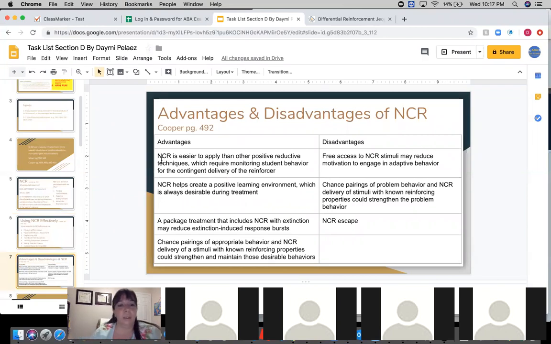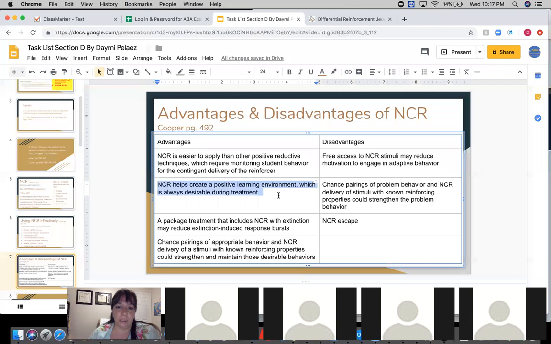So advantages, the first one is NCR is easier to apply than other positive reduction techniques, which require monitoring student behavior for the contingent delivery of the reinforcer. Does anybody want to read the second one? NCR helps create a positive learning environment, which is always desirable during treatment. Great job. All right, let's move on to the next advantage. A package treatment that includes NCR with extinction may reduce extinction-induced response bursts.